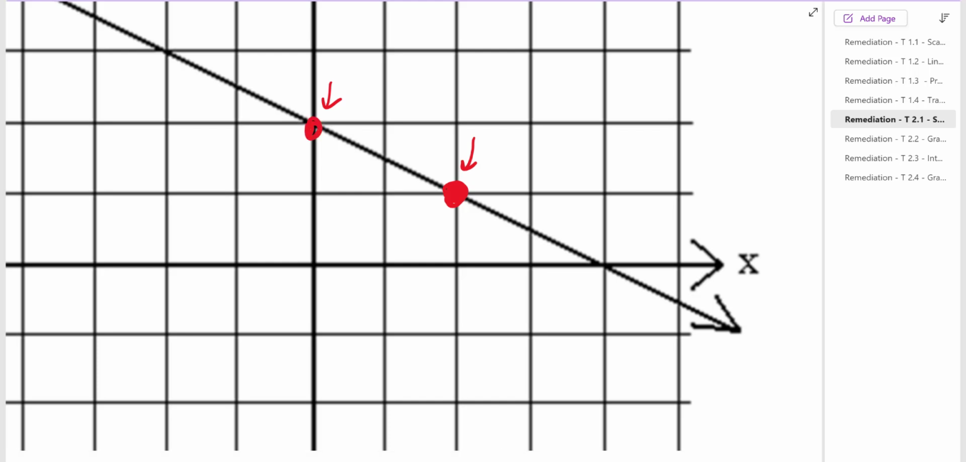Okay, so I'm going to count my spaces. I'm going to go down 1 space and then right 2 spaces. So podemos ir abajo un espacio y después derecha 2 espacios y está en el otro punto.